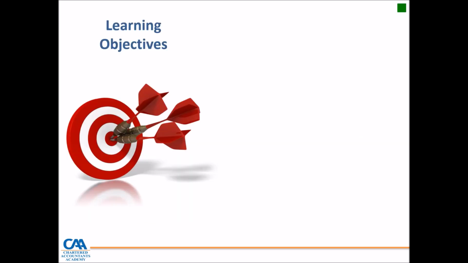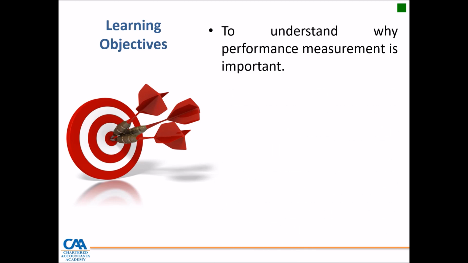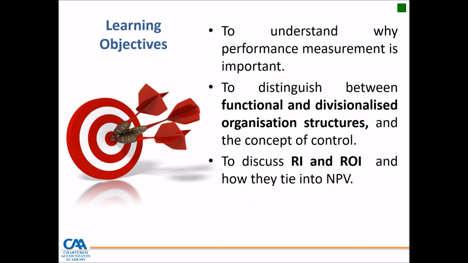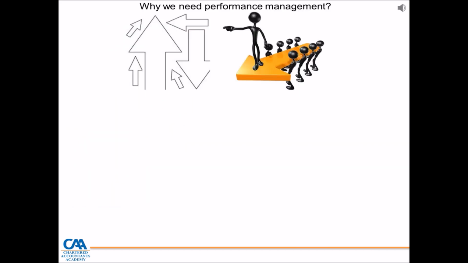Our learning objectives are, first, to understand why performance measurement is important. Number 2, to distinguish between functional and divisionalized organizational structures and the concept of control. And last but not least, to discuss how residual income and return on investment tie into net present value. Now let's get right into it.